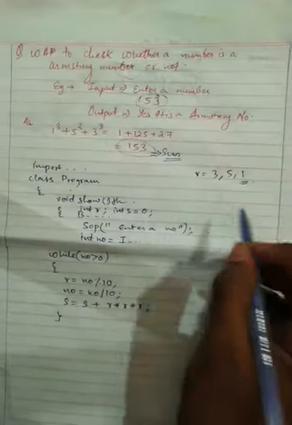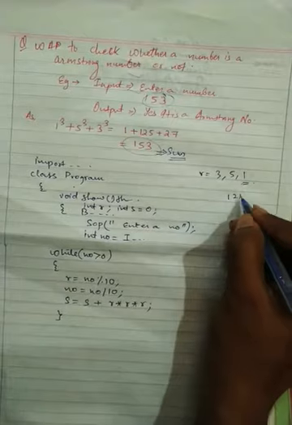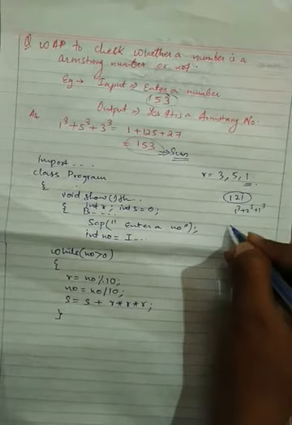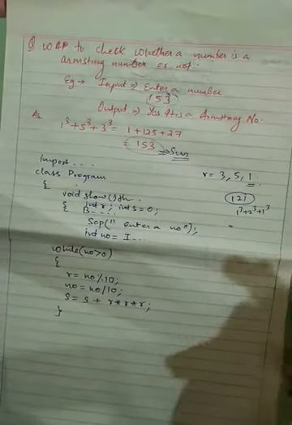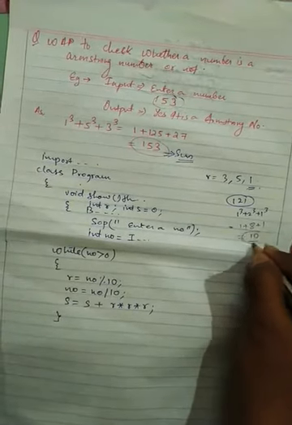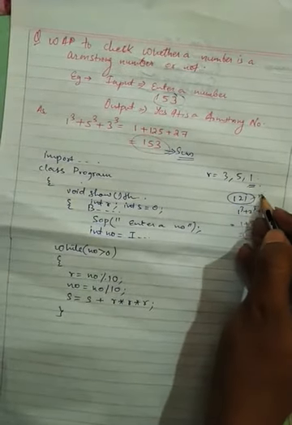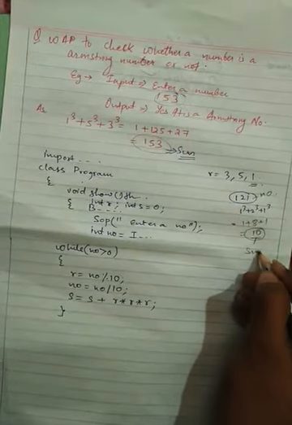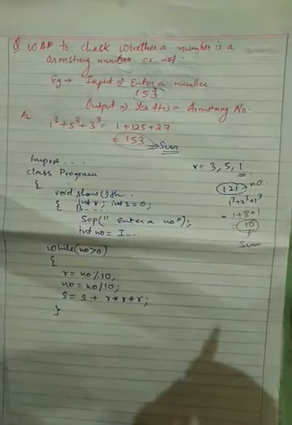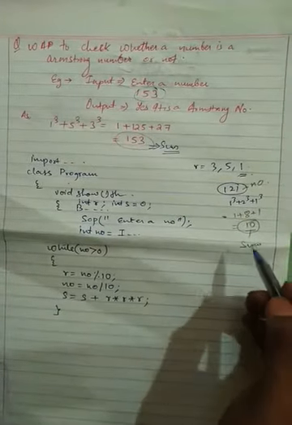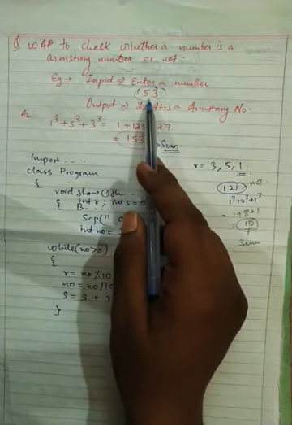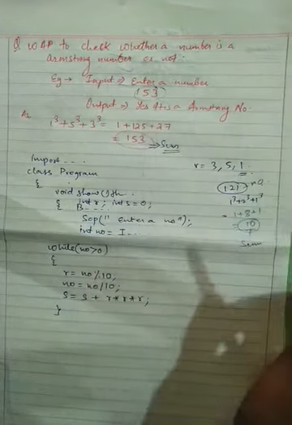After this, if the number is 121, the sum will be how much? It will be 1 cube plus 2 cube plus 1 cube, which gives 1 plus 8 plus 1, that is 10. This is the sum coming for the number. If the number is 121, the sum is 10. Clear? Understood? Okay. Now in this case, you check whether the sum and the number are the same or not. Like in this case, sum equals 153 and your number was 153. The sum is the same, so it is an Armstrong number.